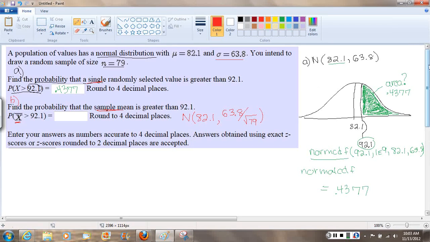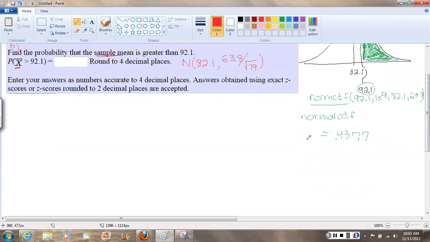I'm going to scroll down to give us a little more room to work with. Okay. Let me draw the picture for this situation. So again, here's our, oh, pen doesn't want to write. Let's try again. We've got our horizontal axis, our normal curve, our mean, still at 82.1. The value of interest, 92.1, is still our value of interest, but our standard deviation has changed. So when we write this out, it's 82.1. My standard deviation, 63.8 over square root of 79.